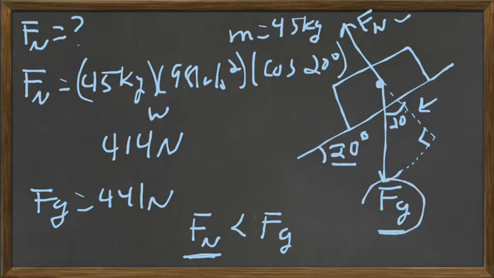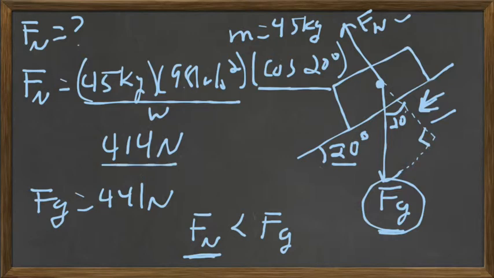So if you're given an object just sitting on an incline and you're asked to solve for normal force, the weight of the object is the hypotenuse of a right triangle where one of the sides is going to be equal and opposite to the normal force. That side of the triangle we find using the cosine function. So the value of my hypotenuse, the weight of the object, times cosine of the angle will give me my normal force.